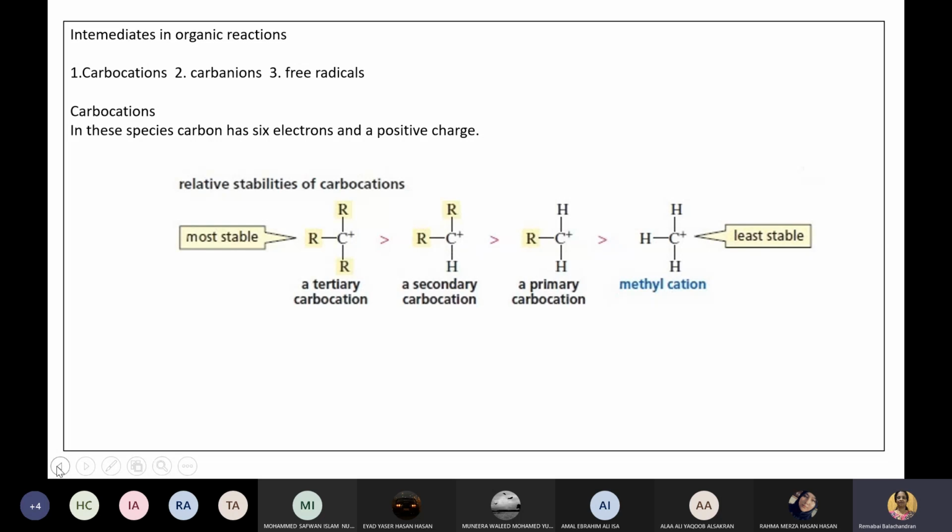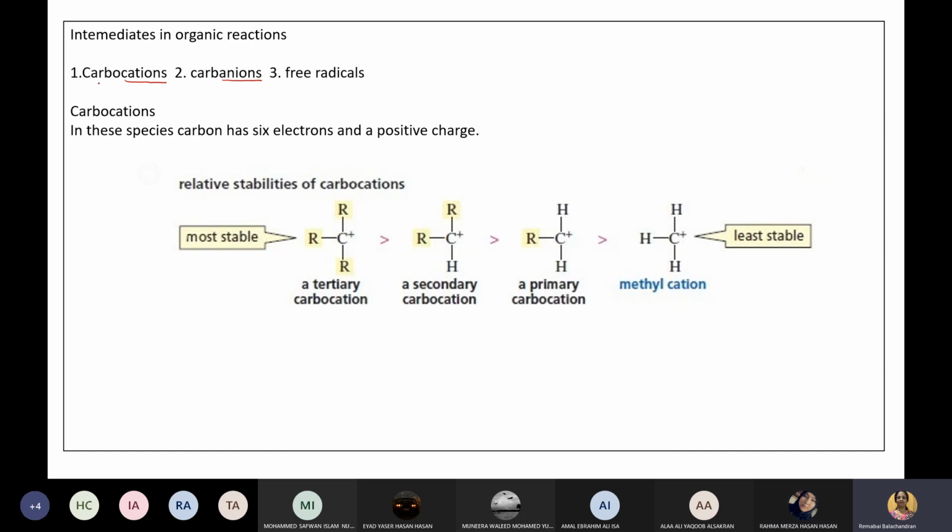Carbocations, the term itself is clear. You know what cations are? Positively charged ions. So carbocations means carbon with positive charge. The other one is carbanions, carbon having negative charge. And of course, all of you know free radicals, carbon with a free radical.